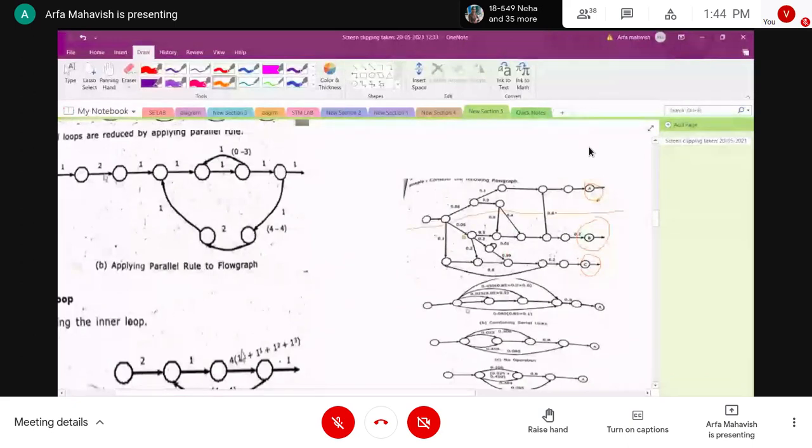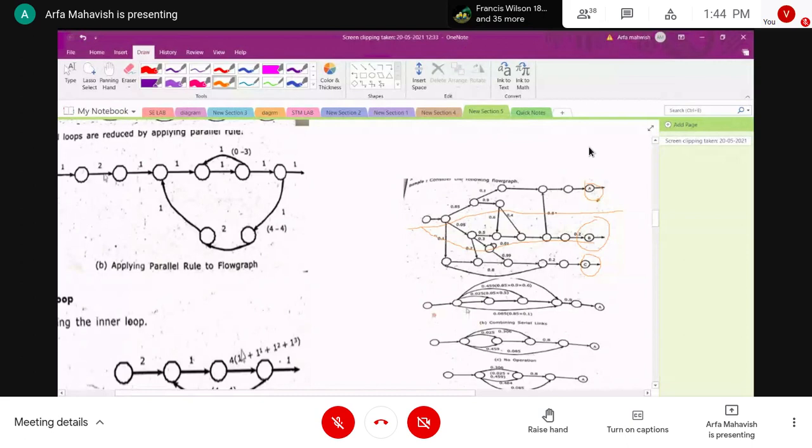So this is case 1, this is case 2, and this one is case 3. Individually, we will go for the probability of each and every case. Okay, so now look at this, this is case A.